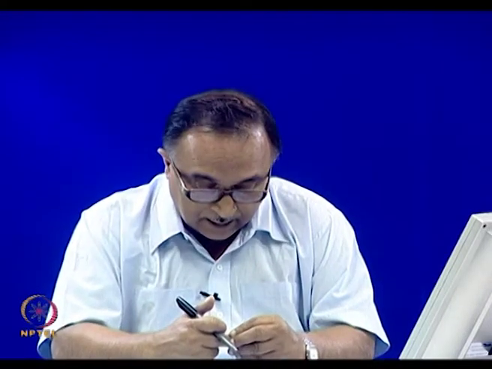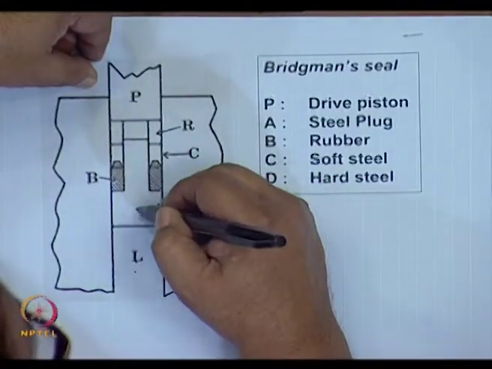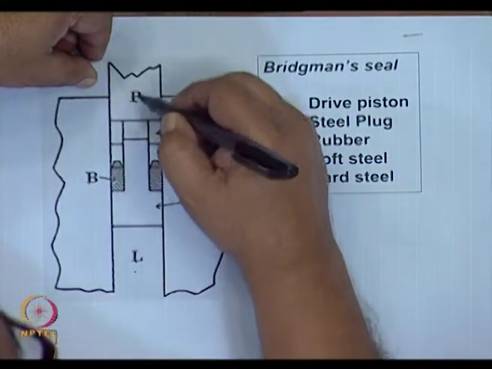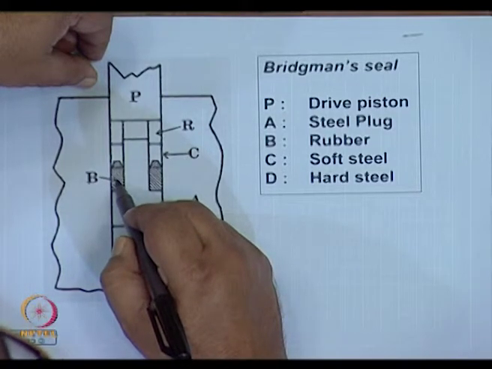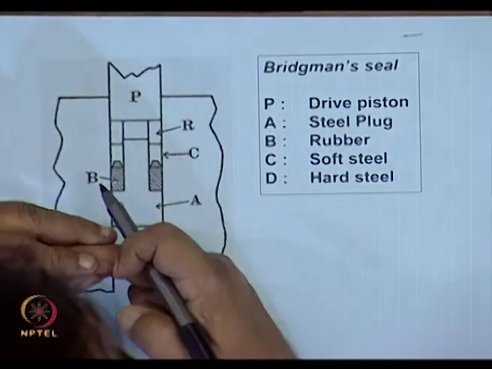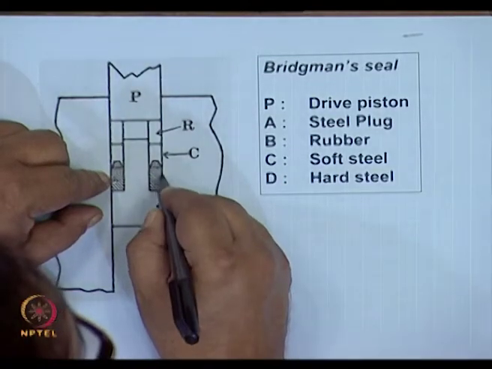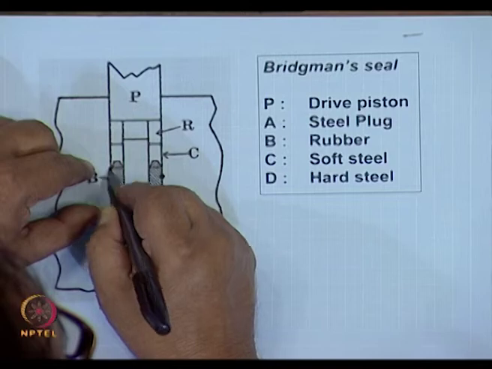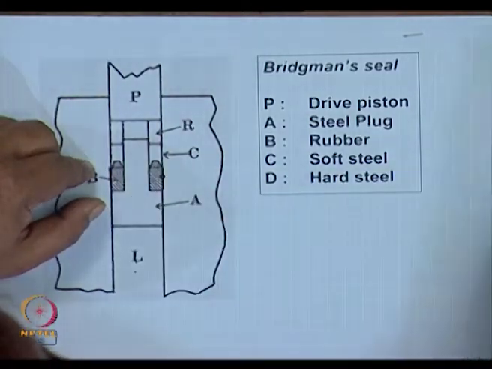So, here how do we do it? This steel plug moves on the piston. Here they have got a soft rubber. As it presses in, this soft rubber will expand, causing huge pressure on this area.